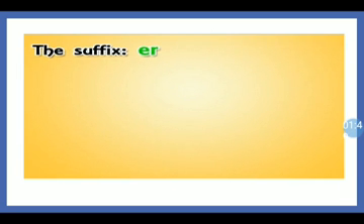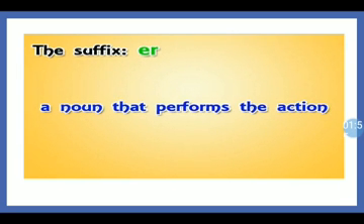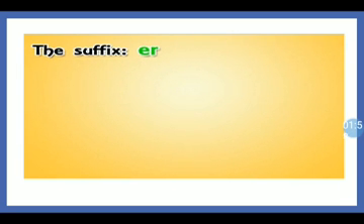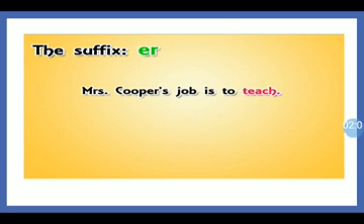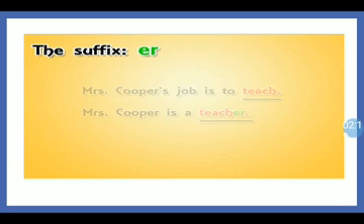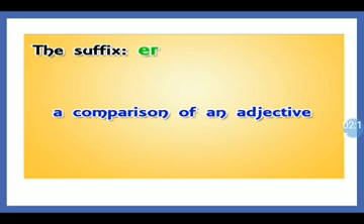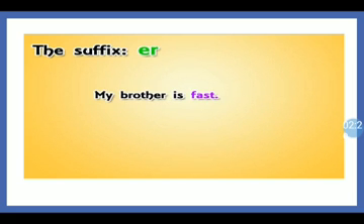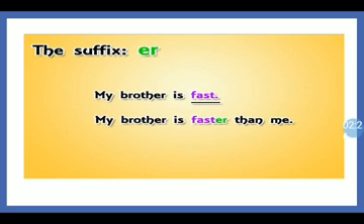For instance, if you add the suffix er to a verb, it turns the verb into a noun, making it a person or thing that does the action of the verb. Mrs. Cooper's job is to teach. In that sentence, teach is a verb. Mrs. Cooper is a teacher. Now it has turned into a noun. Teacher. If you add the suffix er to an adjective, you're now comparing it to something else, and it is more or greater by comparison. My brother is fast. In that sentence, we didn't compare him to anyone. My brother is faster than me. Now we are comparing him to me, and he's faster.